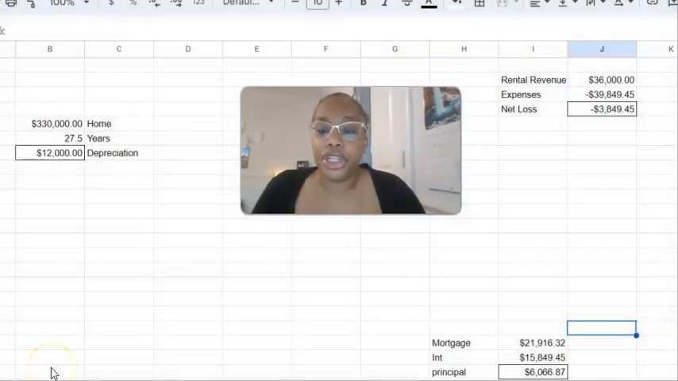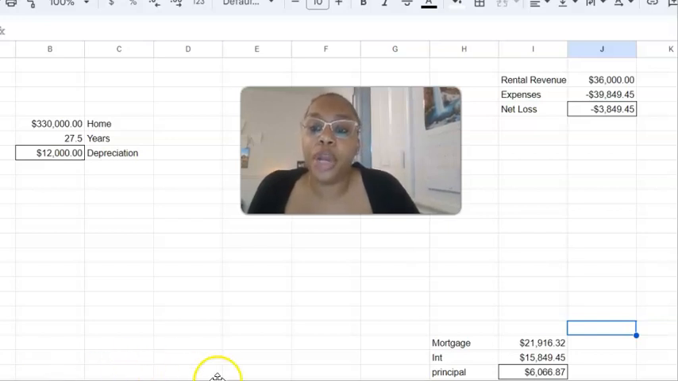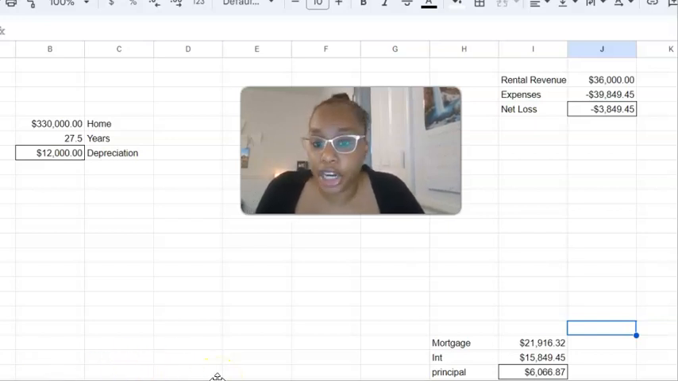So we're talking about depreciation. With depreciation, you are able to reduce your taxable income by the depreciation amount that's allotted to you based on 27.5 years, in this case for this property. So with our $330,000 property, we're able to depreciate $12,000 per year.